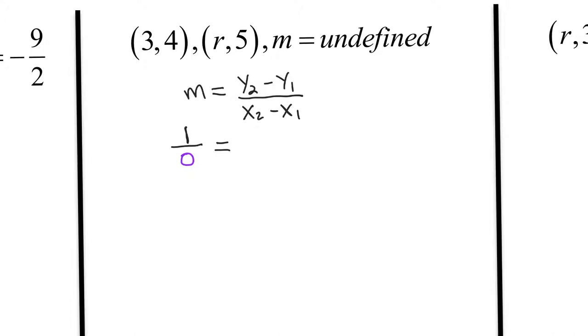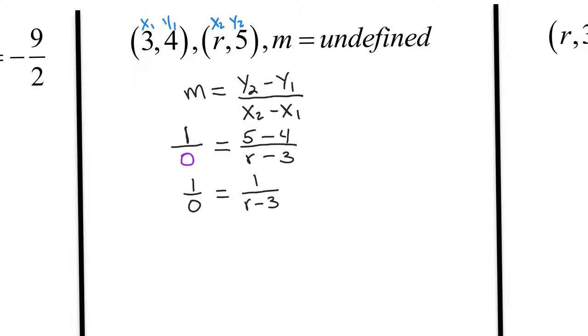label my numbers, and I do have the x1, the y1, the x2, the y2, and go ahead and substitute into the formula. So right there, I have the numbers already substituted into the formula. Go ahead and simplify what you can. So here, you cannot simplify the 1 over 0. Over here on the top, you can subtract 5 minus 4 is 1. And on the bottom is going to be r minus 3.